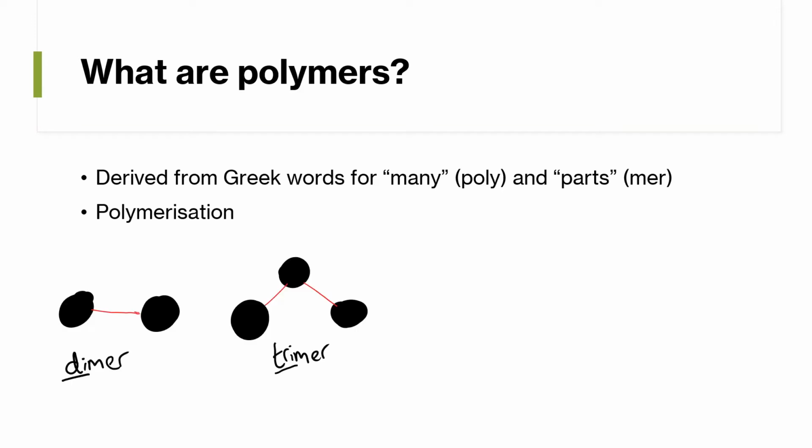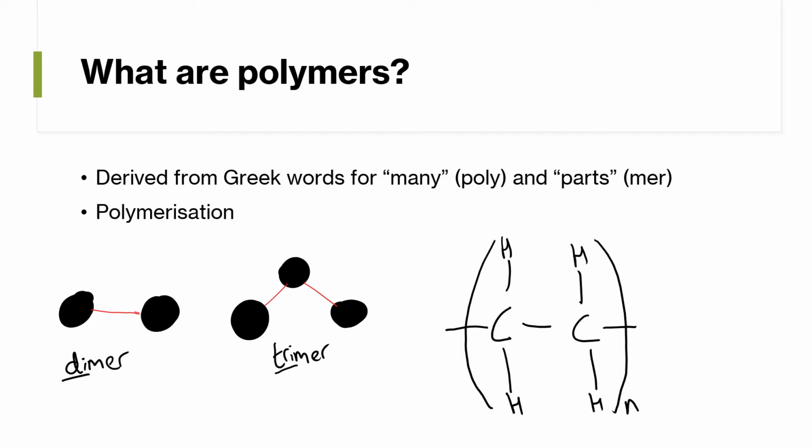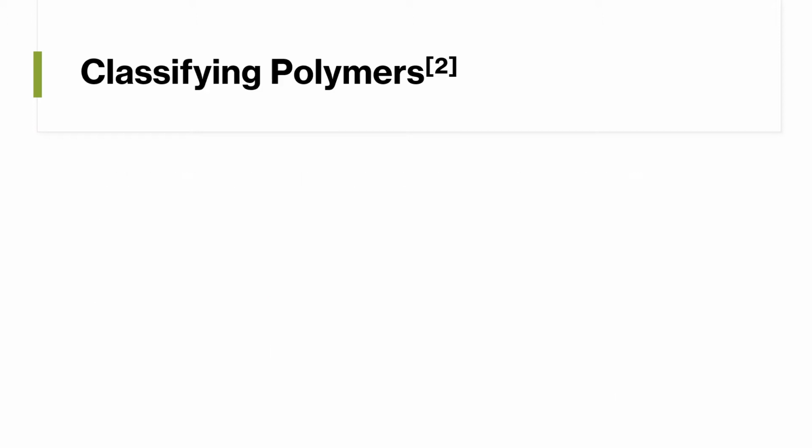But we don't want to have to draw out every unit for polymers consisting of many repeating units. So we draw brackets around a repeat unit with a subscript n to show that there are n amount of a repeat unit. Now, how do we classify them?